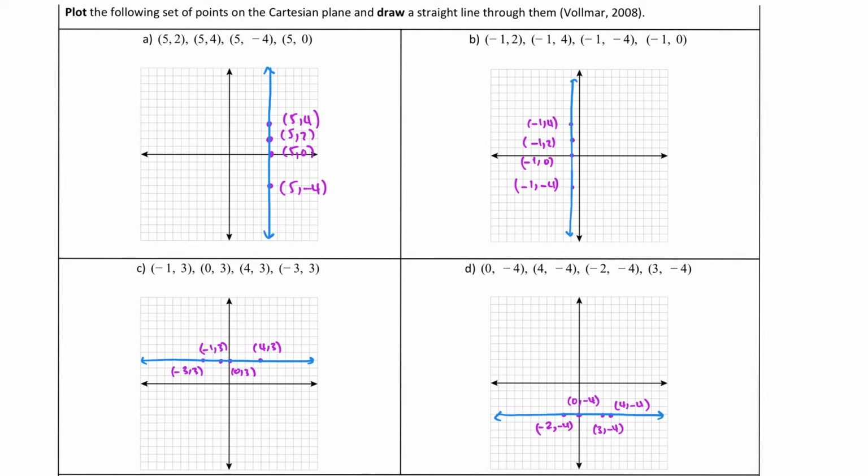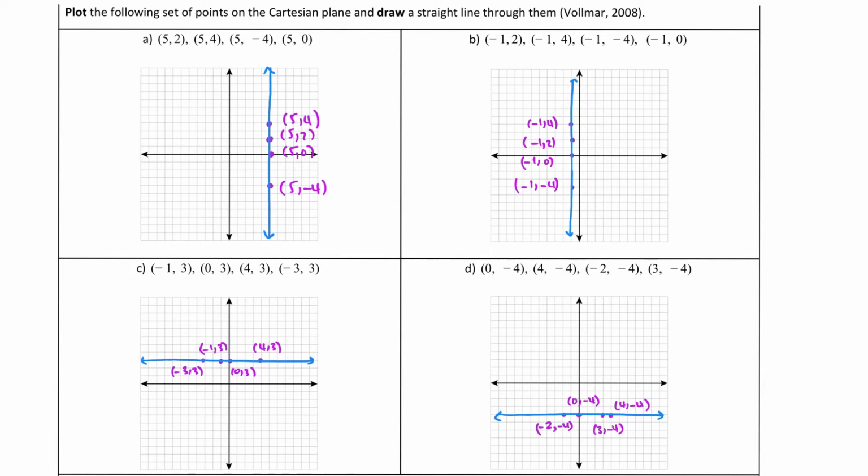All right, here are the actual points plotted and a line that goes through them. So I've labeled all the points so you can see the points and check your answers if you tried them. And here are the lines. And obviously, you can see that the first two lines are vertical lines and the next two are horizontal lines. Let's look for a few patterns.